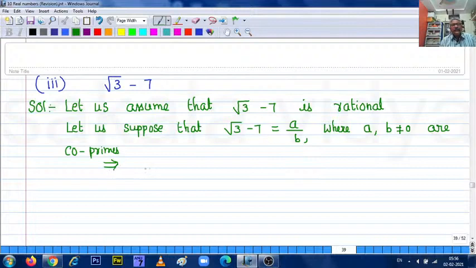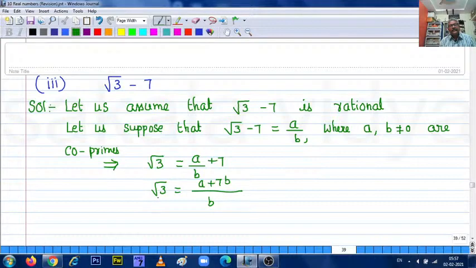Take minus 7 to that side. So root 3 equals a upon b plus 7. That is called transposing minus 7 to the right hand side. Now root 3 is equal to, taking the LCM b, a plus 7b by b. So now a plus 7b is rational, b is also rational. That implies a plus 7b by b is also rational.